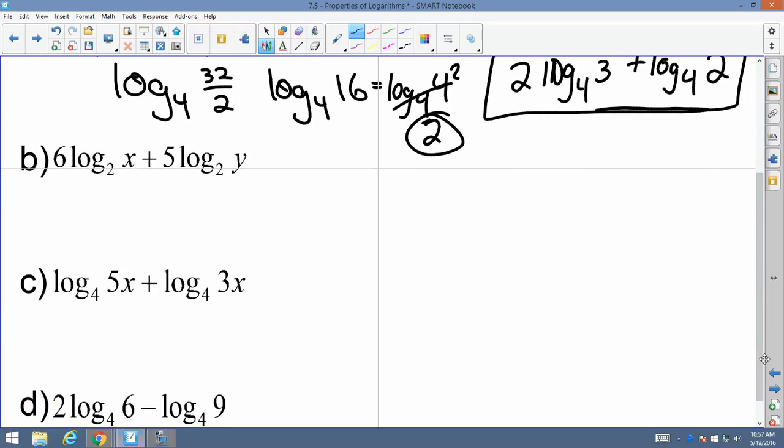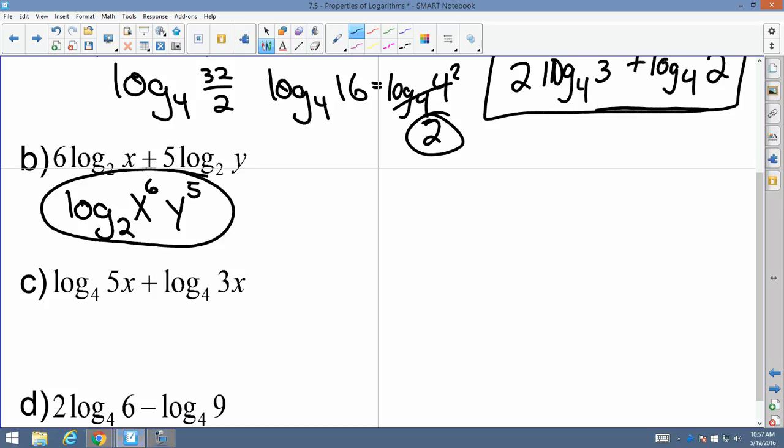Watch. Hey, how about this, guys? This is going to become log base 2 of x to the 6 times y to the 5th. You're done. Remember, we expanded, you need the log in all of those. But when we condense it, when we contract it, it's just one log. Addition condenses back to multiplication.